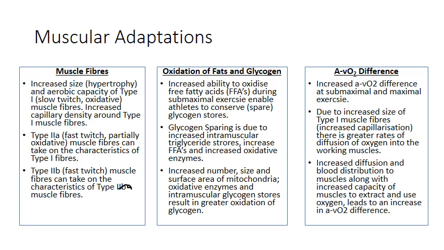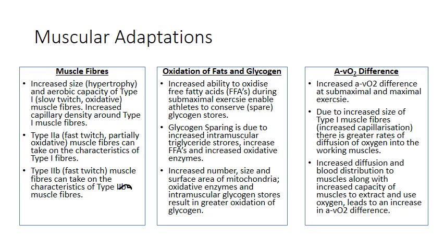Your AVO2 difference, if you can remember, is the difference in oxygen concentration in your arterioles compared to your venules. And that is a great definition to use if you're ever asked a question. Always remember to add this little sentence onto the end of it. It is a direct measure of the oxygen consumption of the muscle.